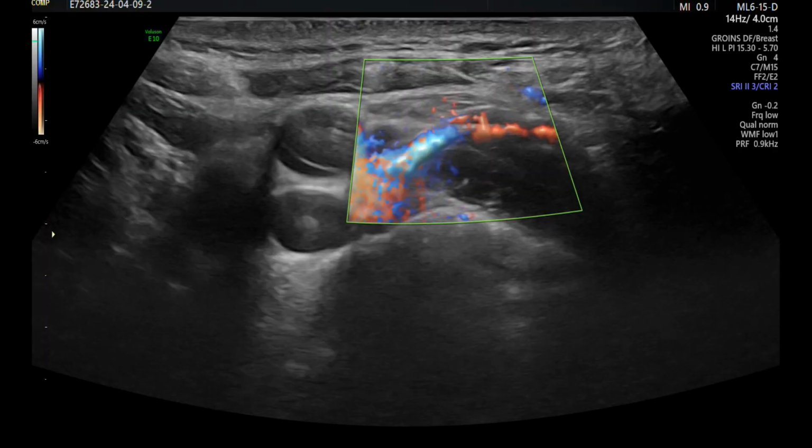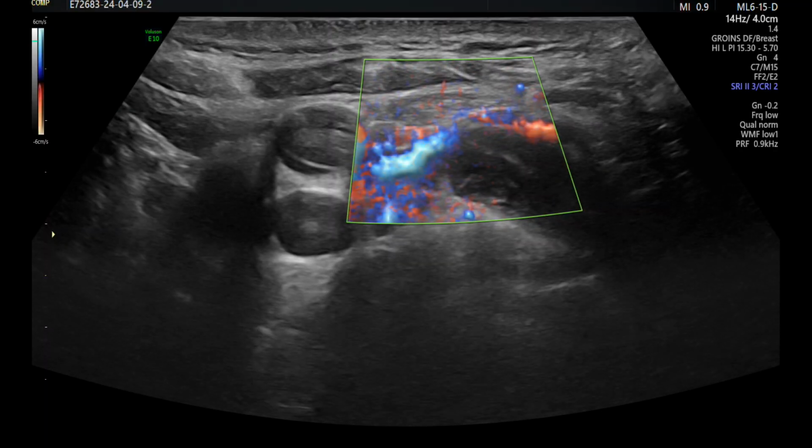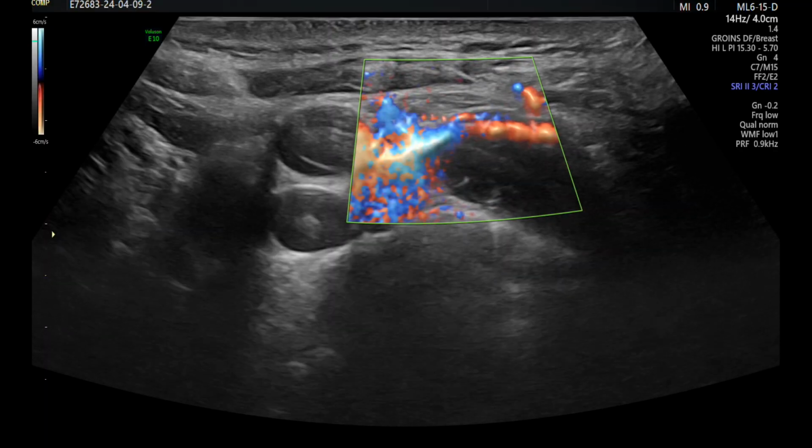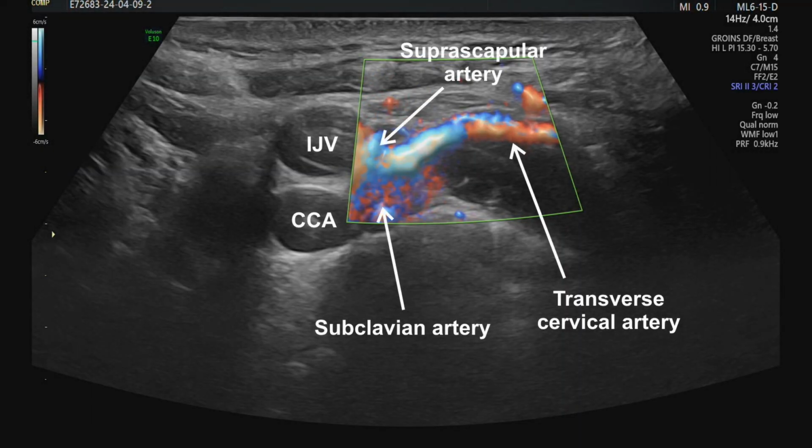Finally, the branches of the subclavian artery can be identified, including the transverse cervical artery and suprascapular artery.